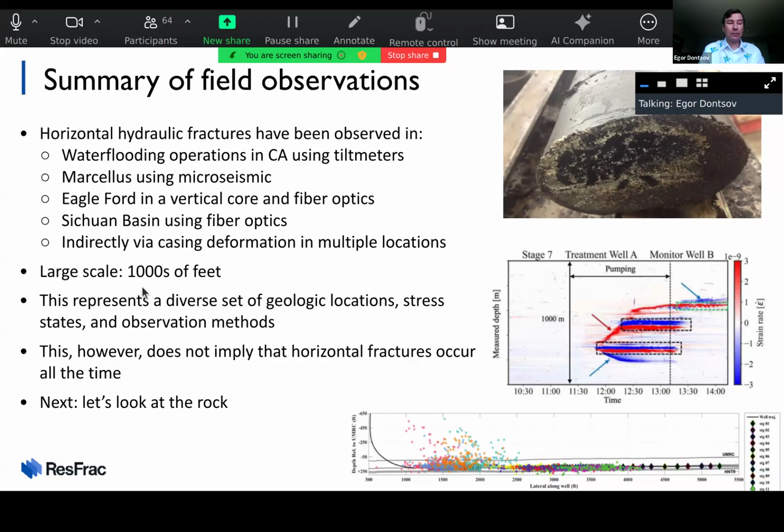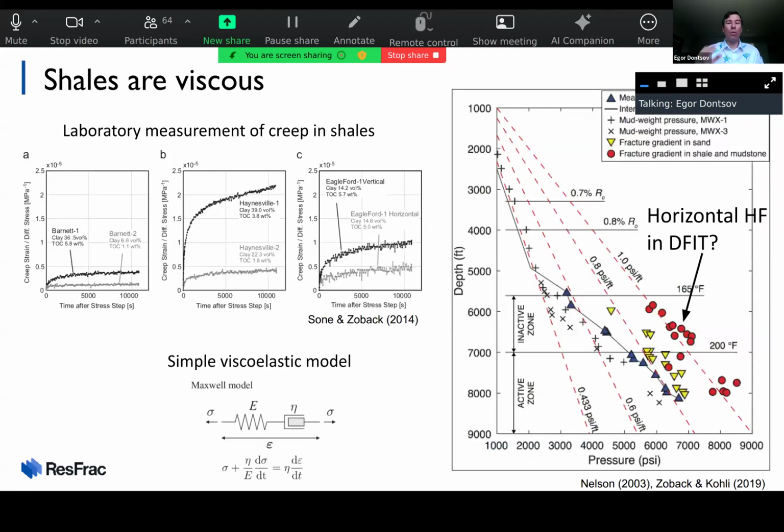And so yeah, now let's look at the rock, right? Let's try to discuss a little bit of why we think we see those in shales. Because again, as I said in the beginning, we don't expect it based on your stress conditions. At least, the ones that basically we don't expect, right?